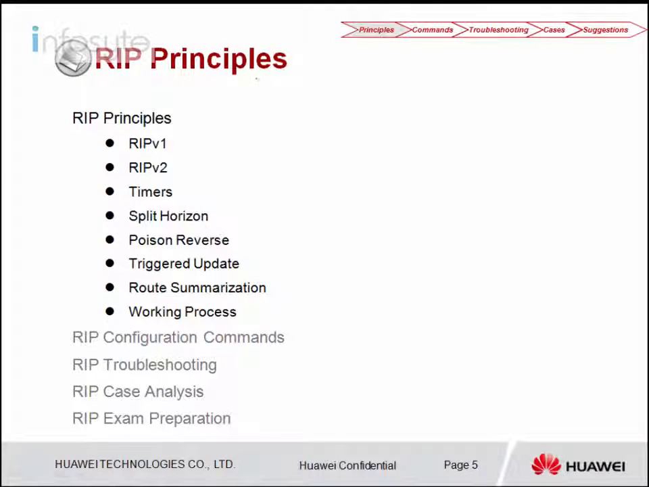So first, we look into the principle of both RIP version 1 and version 2. We look into the RIP timers. We'll look into some of the concepts such as split horizon, poison reverse, and triggered update. And we will look into route summarization, which is very important. And finally, we will combine all the RIP working processes together.